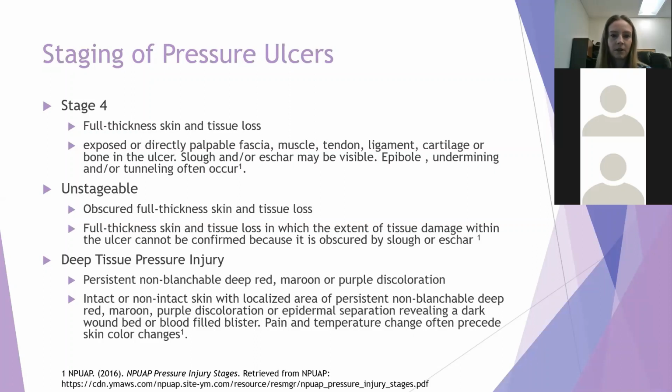Stage 4 is full thickness skin and tissue loss. You'll have exposed or directly palpable fascia, muscle, tendon, ligament, cartilage, or bone in this ulcer. Slough and eschar may be visible. Rolling, undermining, and tunneling are often occurring as well. You have unstageable, where there is full thickness skin and tissue loss, but it's obscured.